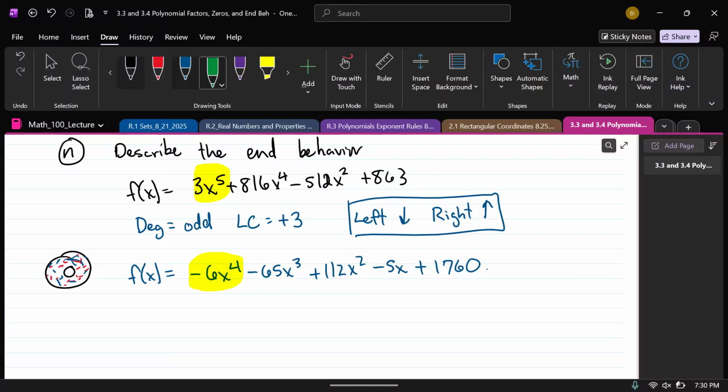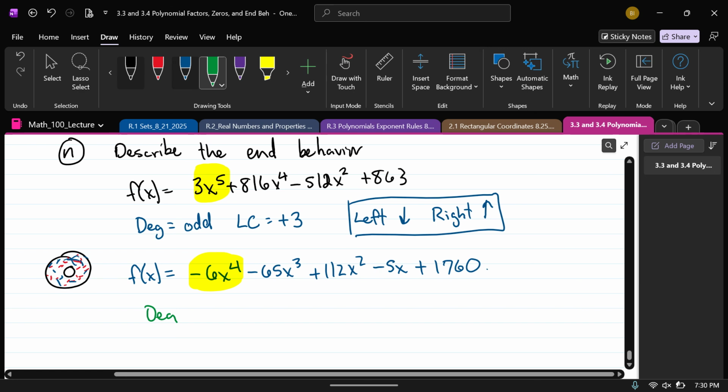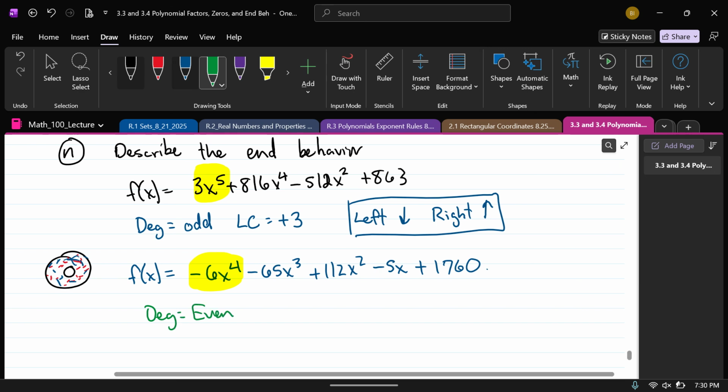So that is an even degree. So we know both ends are going to go the same direction. The leading coefficient is negative 6. So what direction does an even degree and leading coefficient that's negative go? Both of them are going down.